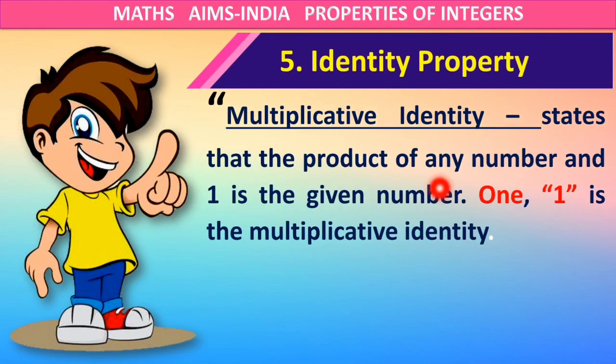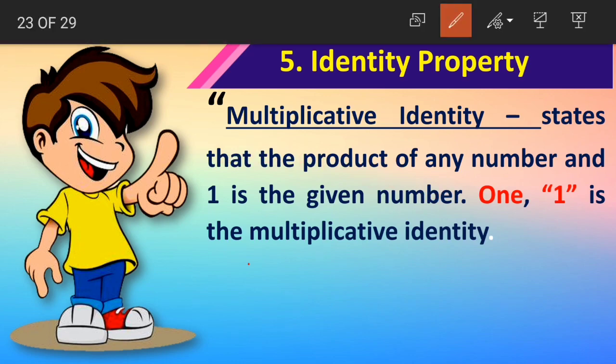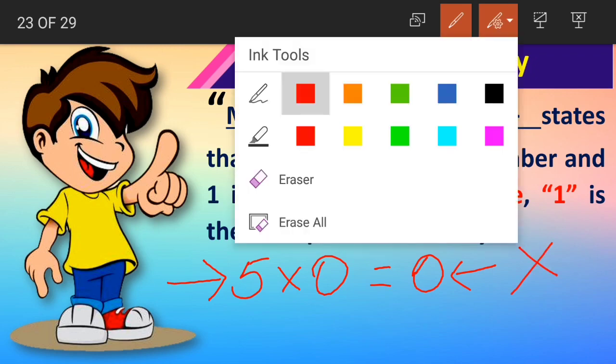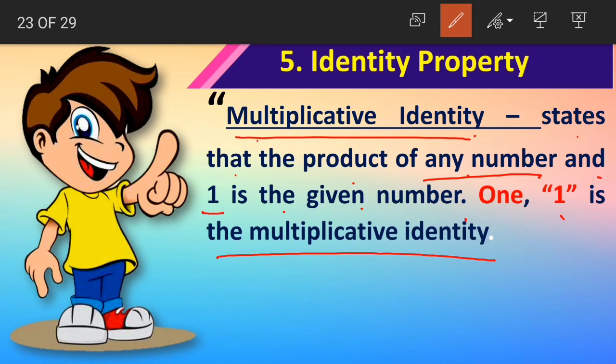The next one is identity property in case of multiplication. If I use the same 0 for multiplication, what will happen? 5 zeros are what? 5 zeros are 0. See, I put the number 5 here, but I got 0 as the answer. The identity is changed. So 0 is not the multiplicative identity. Now what is the multiplicative identity? Multiplicative identity states that the product of any number and 1 is the given number. 1 becomes the multiplicative identity.